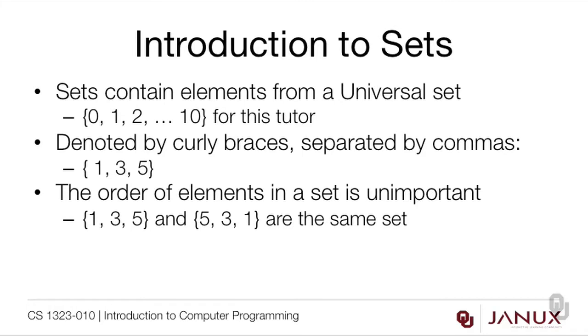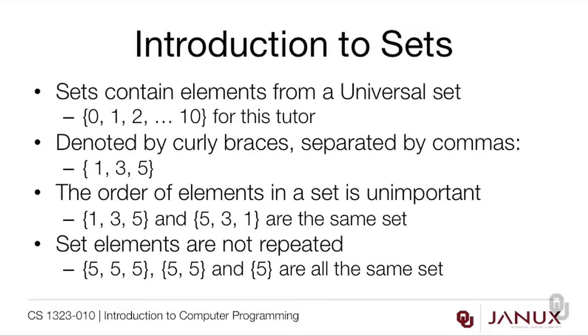The order of the elements in a set is not important. So the set containing 1, 3, and 5 is the same set as the one containing 5, 3, and 1. The set elements are not repeated. So for example, the set containing 5, 5, and 5 is the same set as the set containing 5 and 5, and it's the same set as the set containing 5 alone.